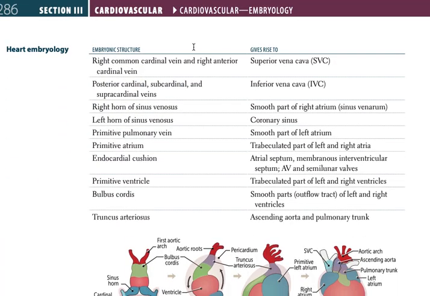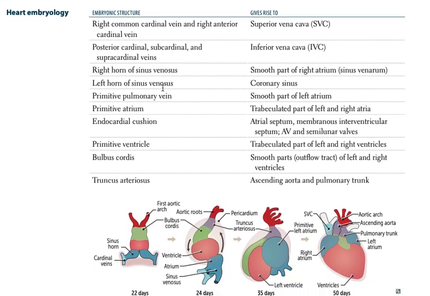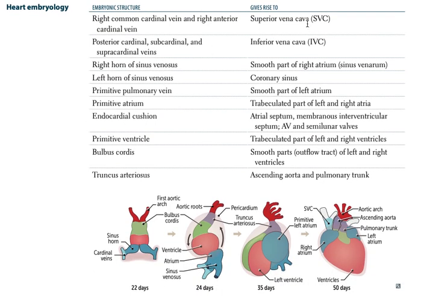Heart embryology. We will see which embryonic structure gives rise to what. The right common cardinal vein and the right anterior cardinal vein give rise to the superior vena cava. So this is the right common cardinal vein and the right anterior cardinal vein. Next, the posterior cardinal, subcardinal and supracardinal veins give rise to the inferior vena cava. Then the right horn of the sinus venosus gives rise to the smooth part of the right atrium.